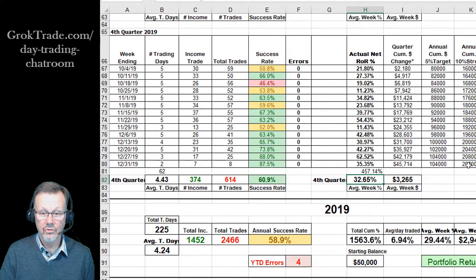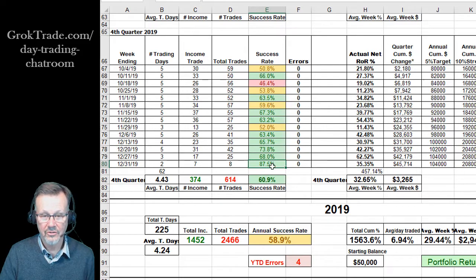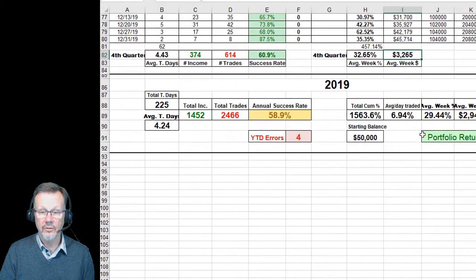Our average was 32% per week. And we look at the success rate at the very end here. We end up at 60, but man, look at the last week here. We were 85% on the last 2 days of the trading year. We had an incredible 2 days there, though it was just 2 days. Overall we end up at 60, over our target of 60% for the quarter, averaging about $3,200 per week, again above our 25%. So let's take a look at the overall yearly results here.